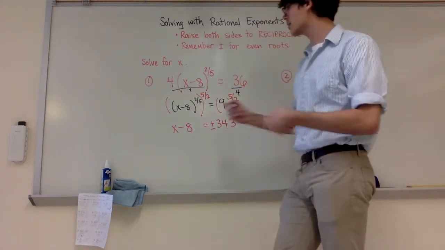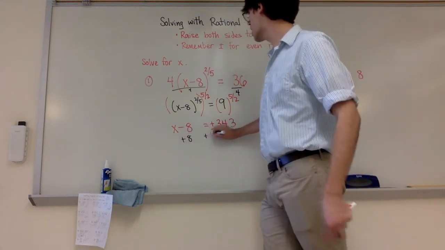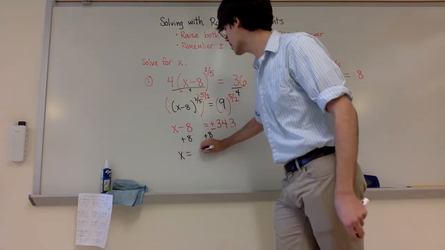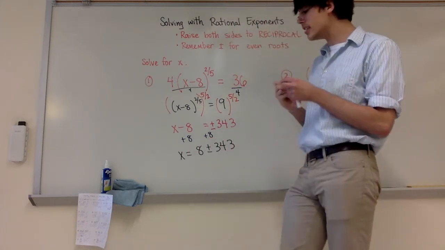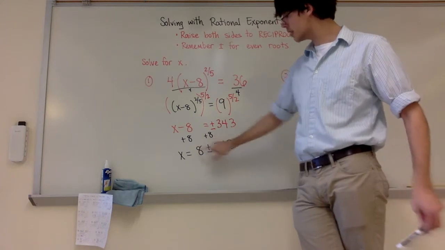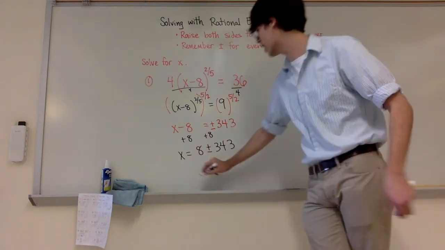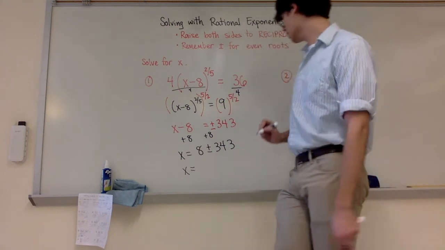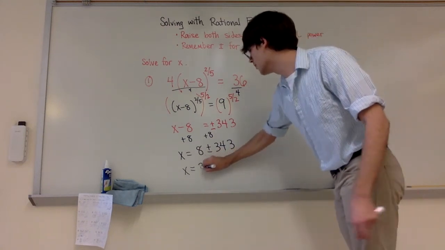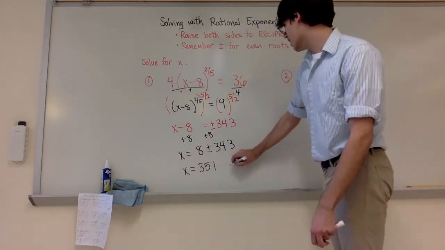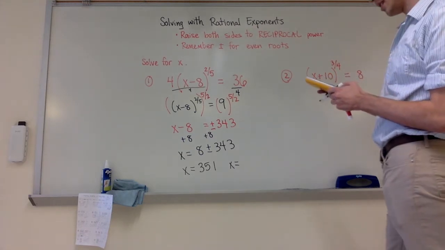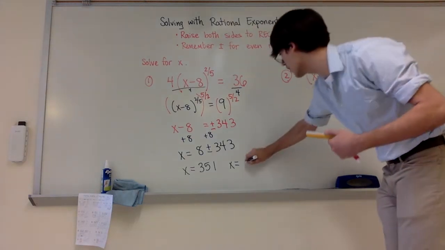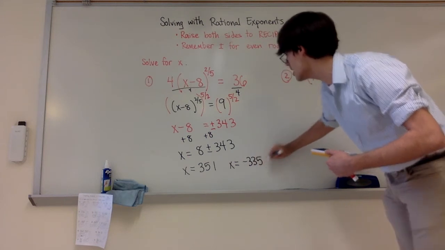That means what we have to do to get x by itself is add 8. And when we add our 8, we're going to have x equals 8 plus or minus 343. Since these are both nice numbers, we're going to go ahead and do the plus, do the minus, and solve this real fast. So let's see, on the plus, we're going to get 351. And the minus, I believe, is negative 335. I'm going to type that in real fast to make sure I don't say it wrong for you guys here. We got 8 minus 343. Yeah, negative 335. So these are both going to be answers to this problem.